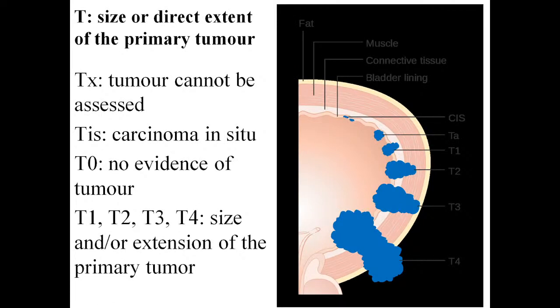The size of a tumor can be different. TX, tumor cannot be assessed. Tis, carcinoma in situ. T0, no evidence of the tumor, and T1, T2, T3, T4, size or extension of the primary tumor. The size.